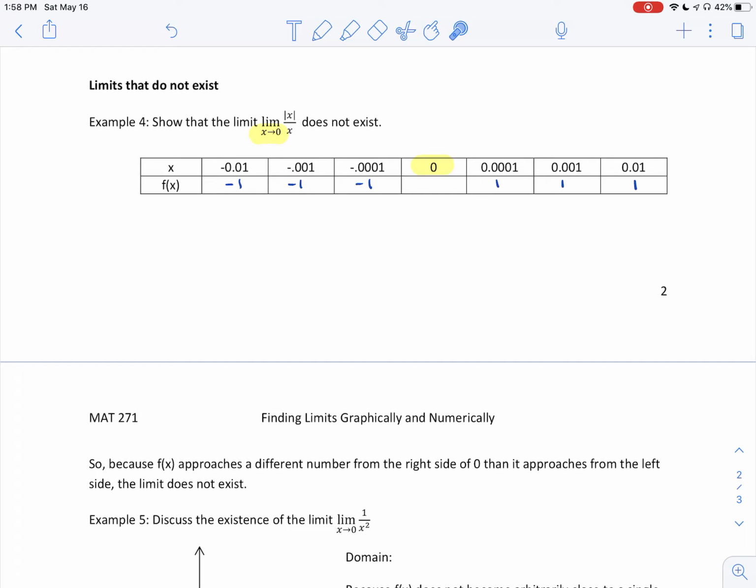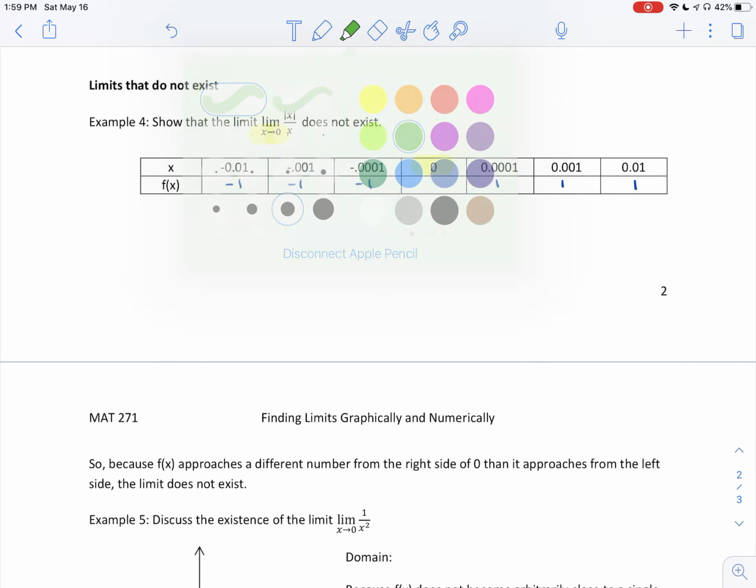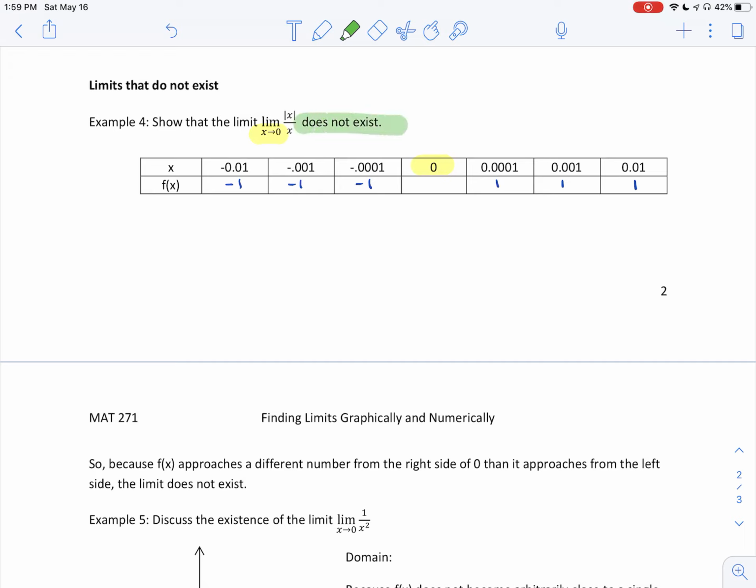So we can see as x approaches 0 from the left-hand side, our y is approaching -1. But as x approaches 0 from the right-hand side, our y is approaching a +1. So because we're getting a different value on both the left and the right-hand side, this is how we know that our limit does not exist.